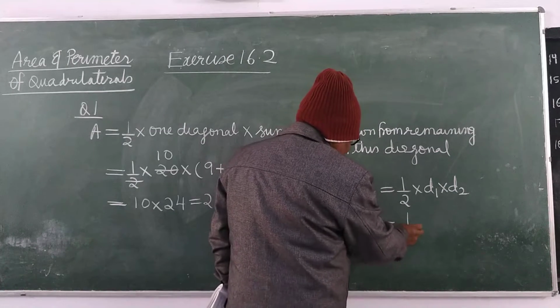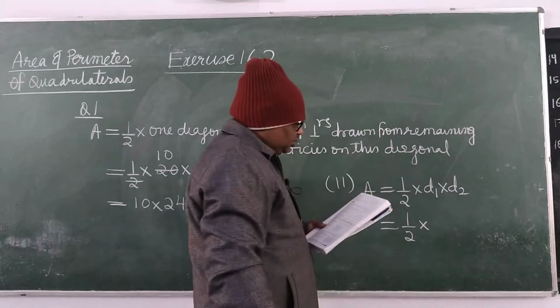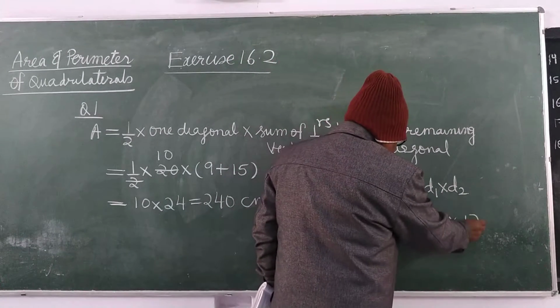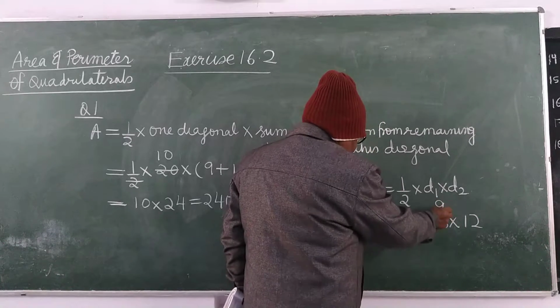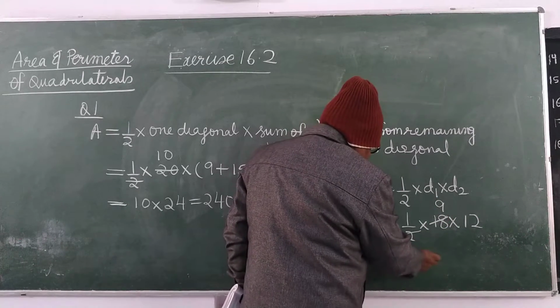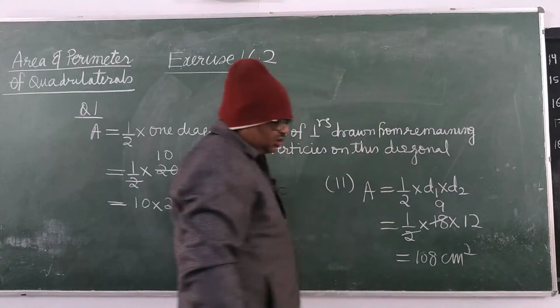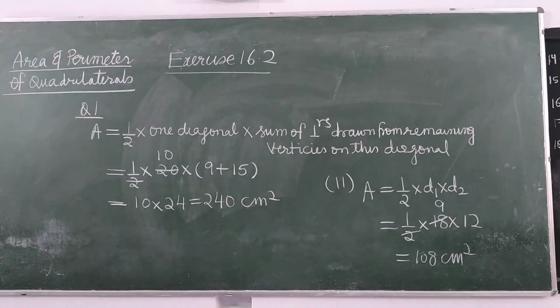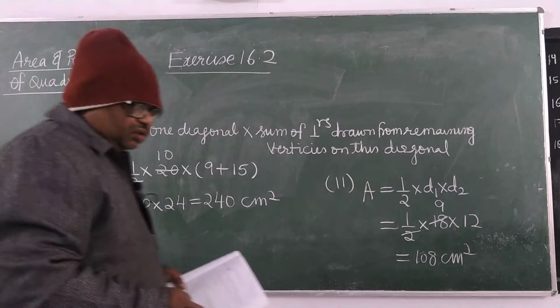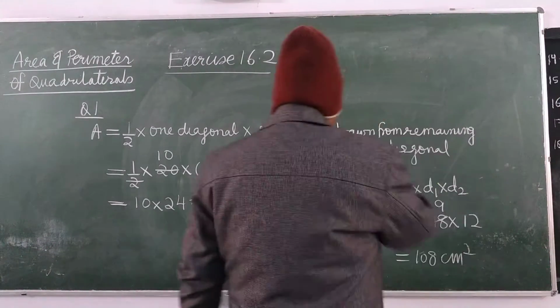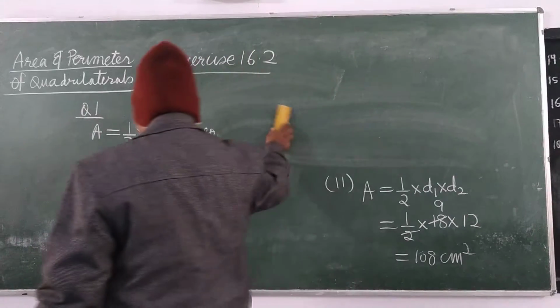So here one diagonal is given 18 and other is given 12. So 1 upon 2 into 18 into 12, that is 9 into 12, 108 centimeter square. So this is the area of quadrilateral. Now you can see the second question. All of you open your book and see the second question in that.